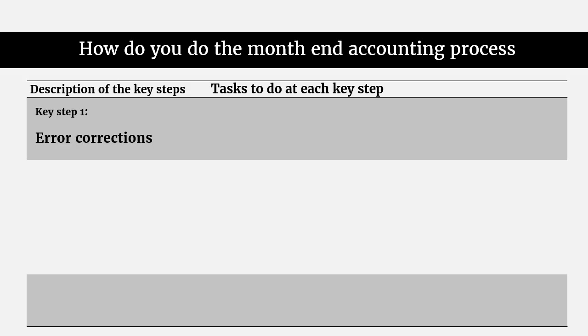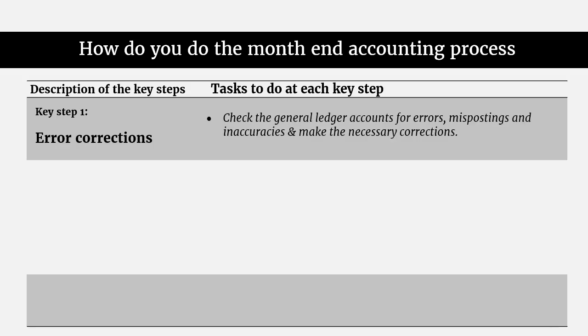And here is what you need to do at this step. You need to check the general ledger accounts for errors, mispostings, and inaccuracies and make the necessary corrections. The second key step is doing adjustments and reconciliations.